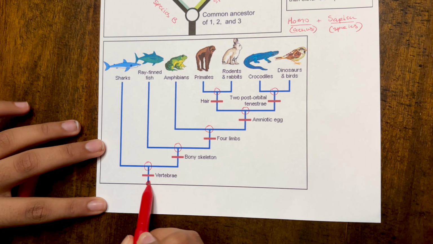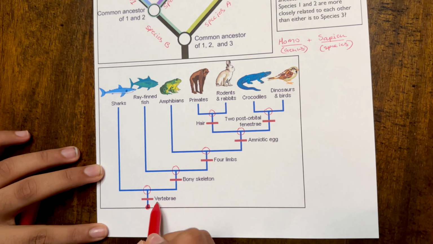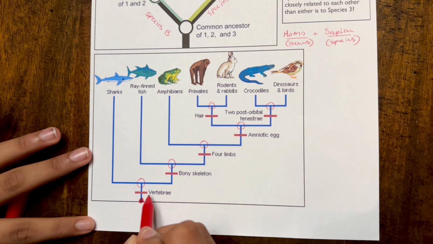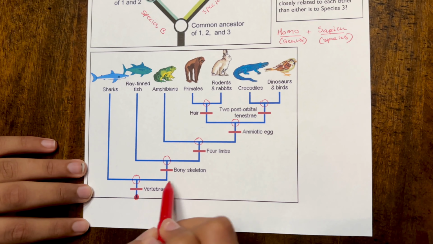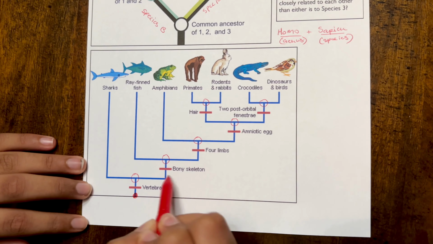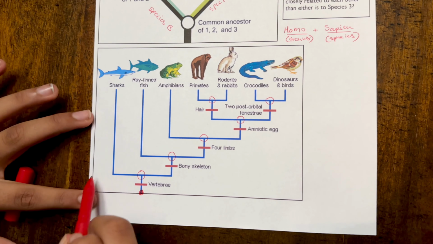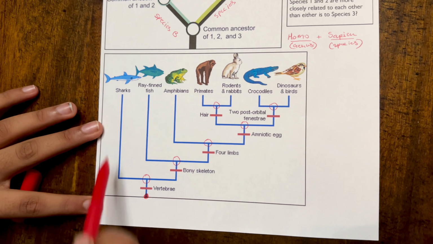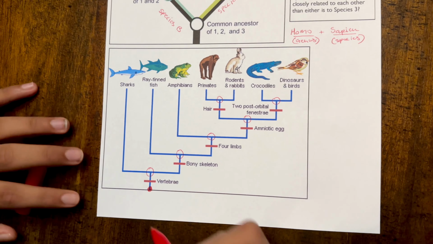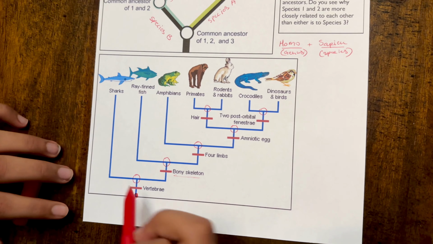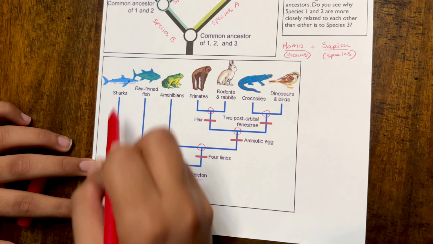We have the original species, the common ancestor, over here at the bottom, but then some kind of evolutionary change must have happened, which allowed the species to turn into a vertebrate. Then another evolutionary change created a bony skeleton. Because of this, half of the species must have not been affected by the bony skeleton, but the other half must have had this bony skeleton gene inside of them. So that's how we get sharks, and we get this entire part over here.